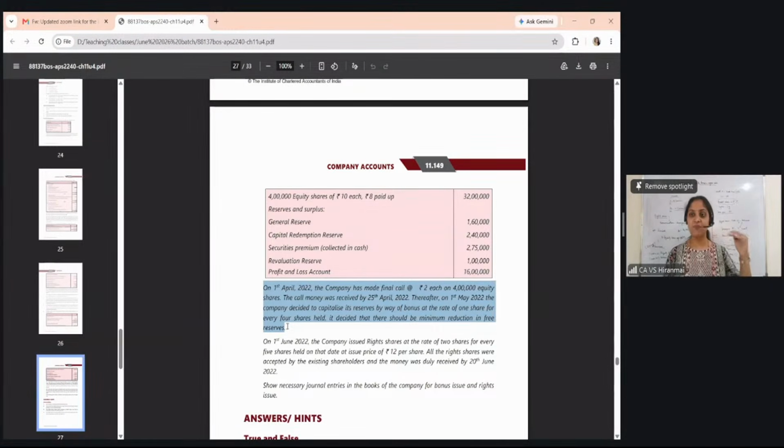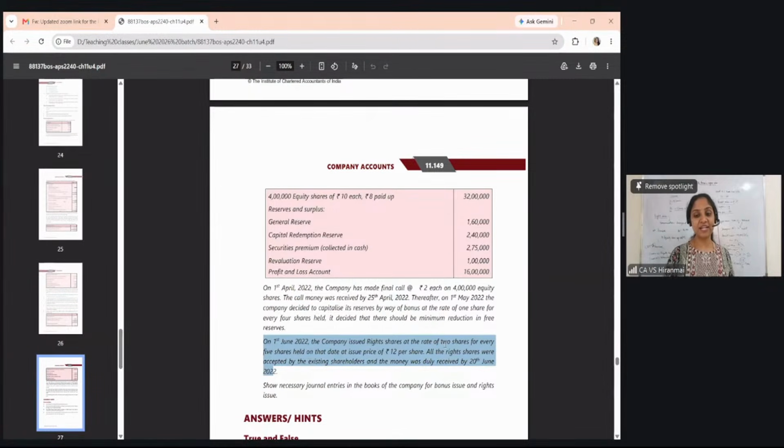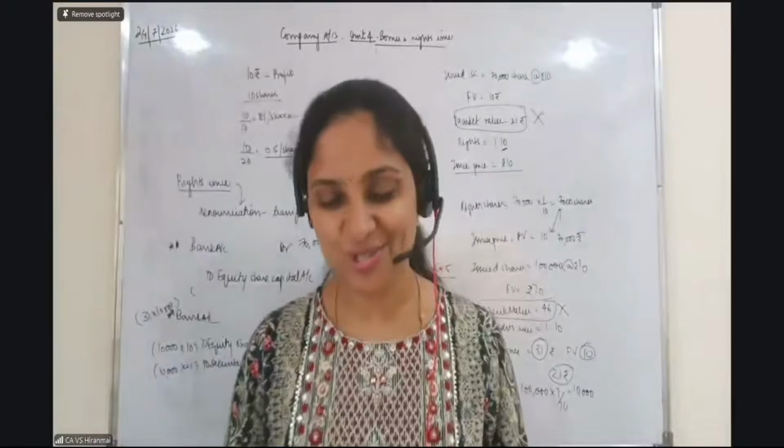Okay, clear? Whatever we have done in illustration 3, 4, practical question number 3, these all have the same thing. But please see, after May, in June the company also issued rights at the rate of 2 shares for every 5 shares held and the issue price is 12 rupees. With this coming in, what should you do?